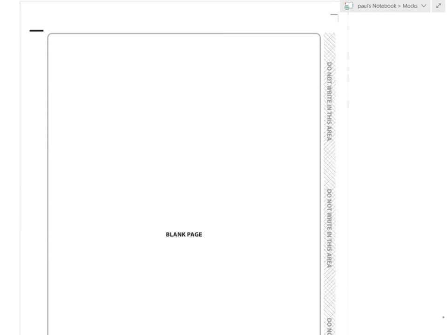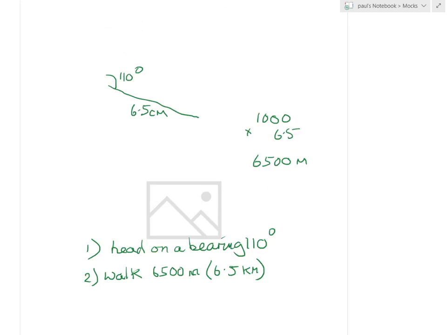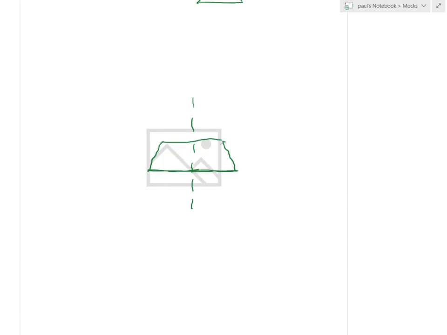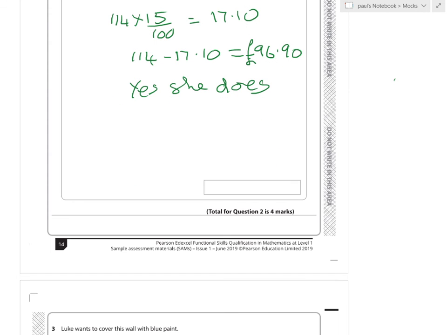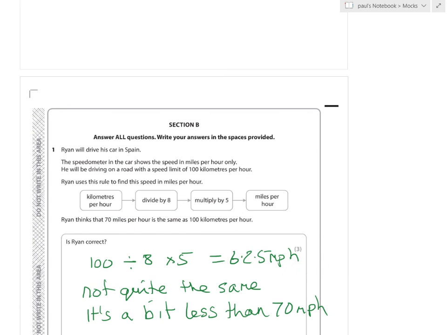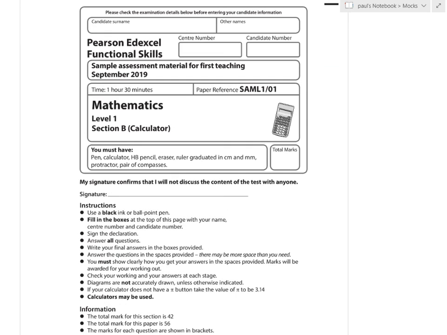And that's it. Oh, that was a nice one. That was. Going to go back a bit further up. Go back to section B. Blank pages again. Oh, Edexcel always do blank pages. Right, okay, let's go back there. Wow, how about that one then? Level 1 calculator. A sample from Edexcel.